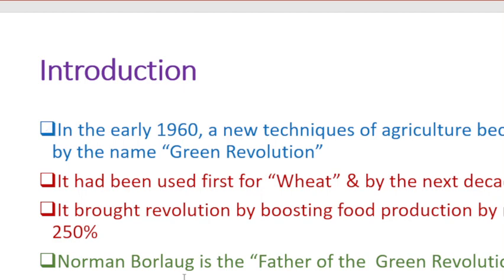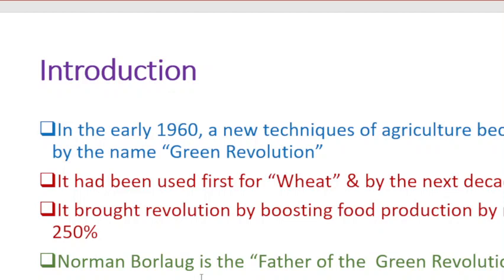Let's have a quick insight into this introduction. In the early 1960s, we're talking about the 1960s, a new technique of production became popular. This new technique is called green revolution. What is the specialty of this new technique? It increases the production of food grains 10 times. I mean, in the same plot of land, it could produce wheat, it could produce rice, because these high yielding variety seeds were initially used for production of wheat and rice. So it increases the production many folds.